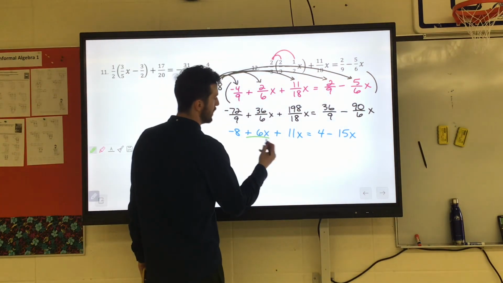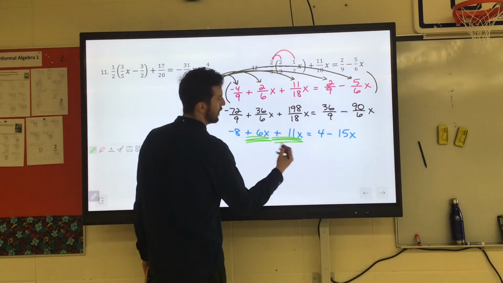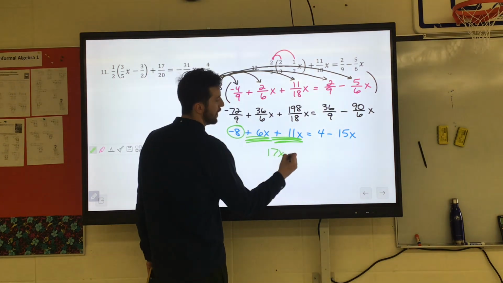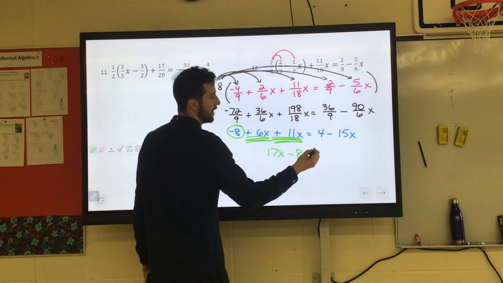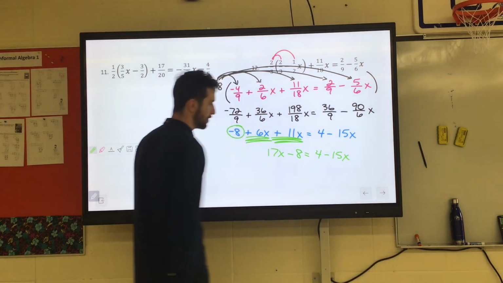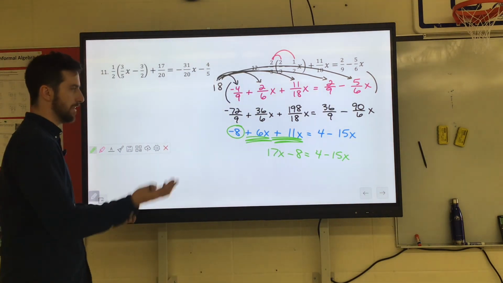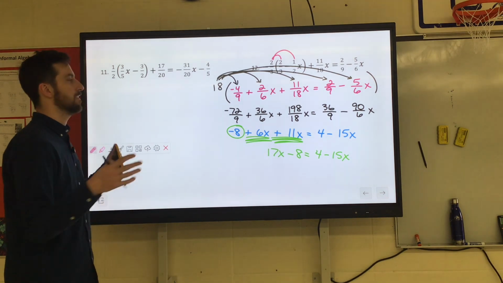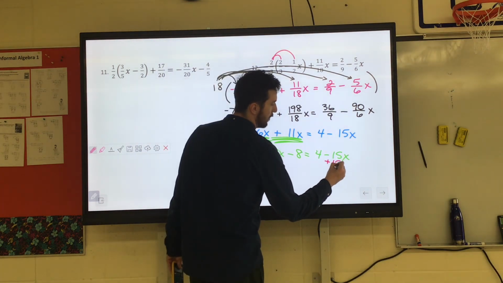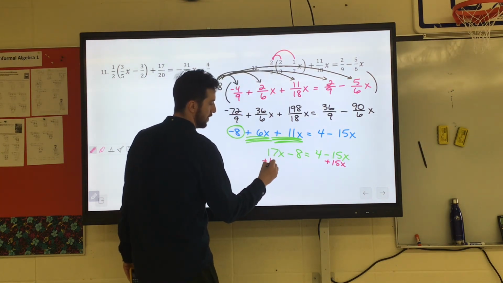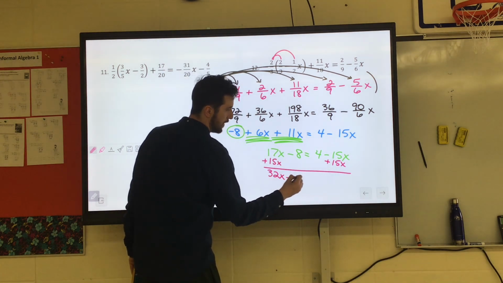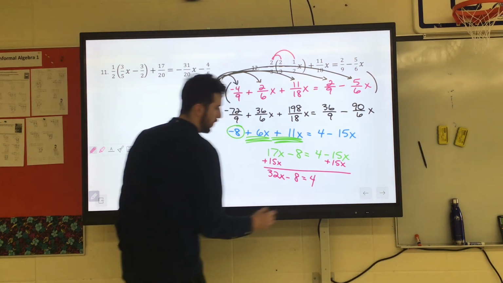On the left side, I see a 6x plus 11x. 6 plus 11 is 17x. Then we have the minus 8. Over here, you can't combine anything. 4 minus 15x. If you want, you could rearrange that and make it negative 15x plus 4. Doesn't matter. I would get rid of that minus 15x by adding 15x. This would give us 32x minus 8 equals 4.